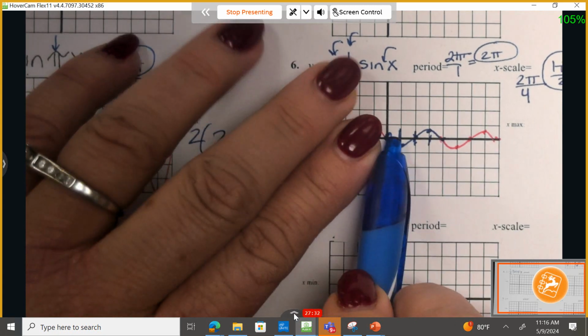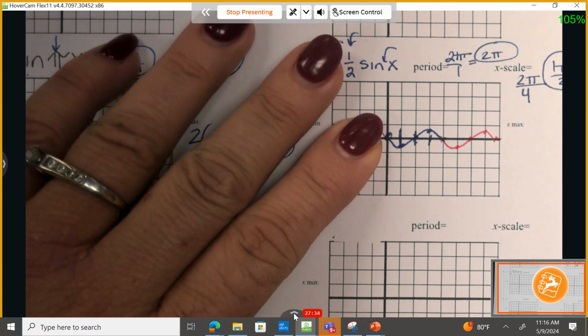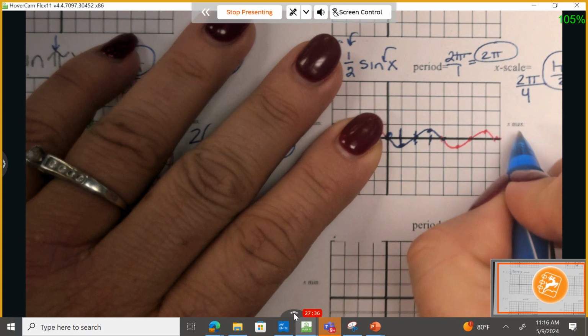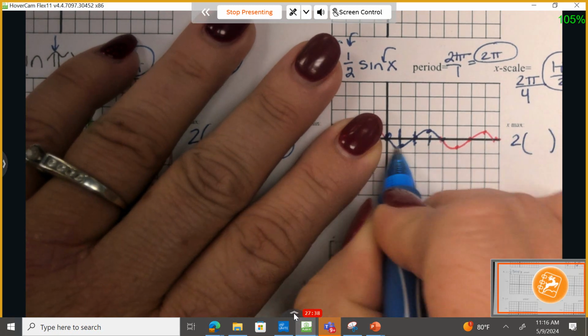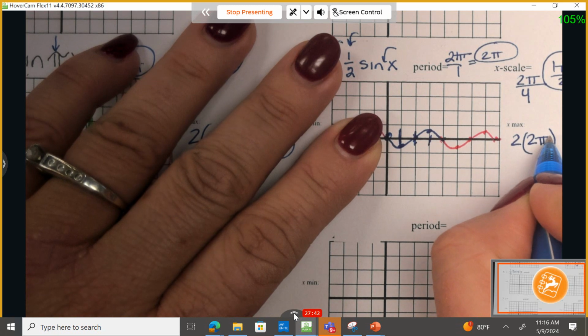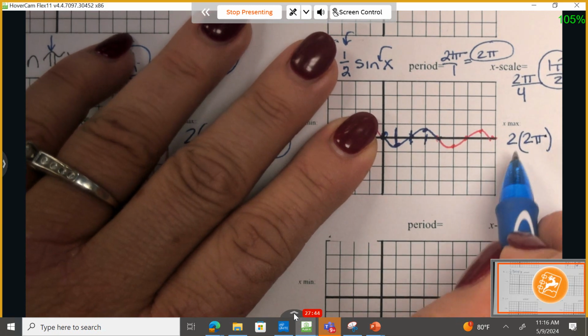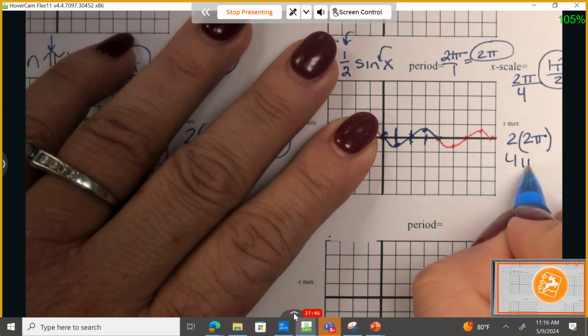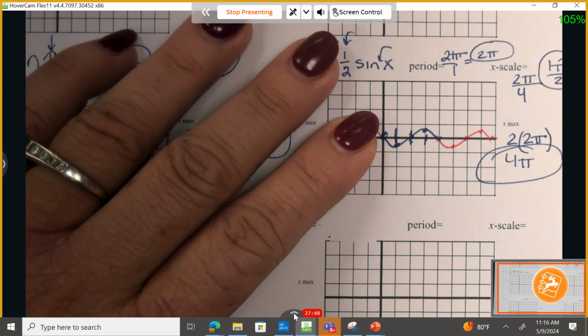How many cycles did I go to the right of the origin? That happens every time. How many steps? We went 2 to the right. 2 cycles to the right. Each cycle is 2 pi. Maria, pay attention. When I take 2 times 2 pi, I just went 4 pi to the right.